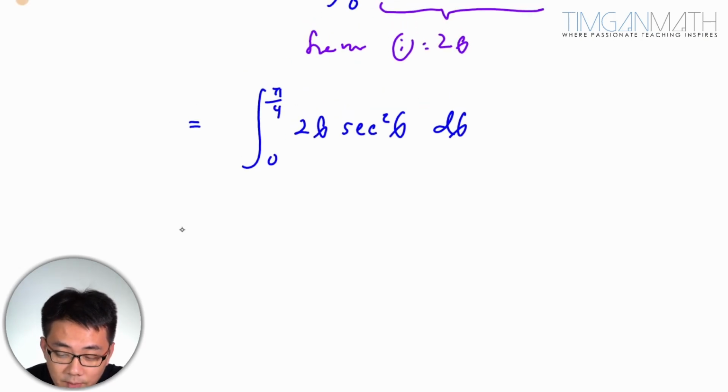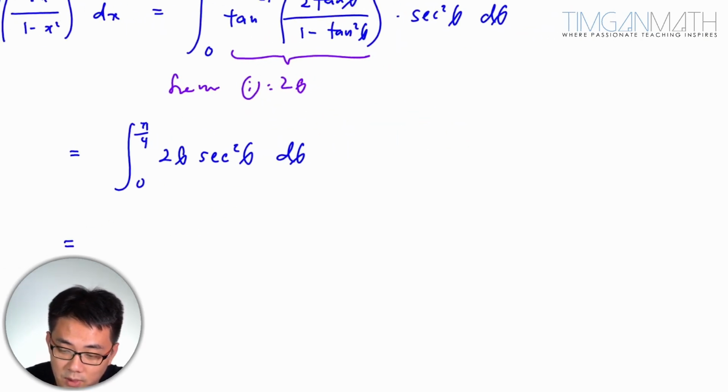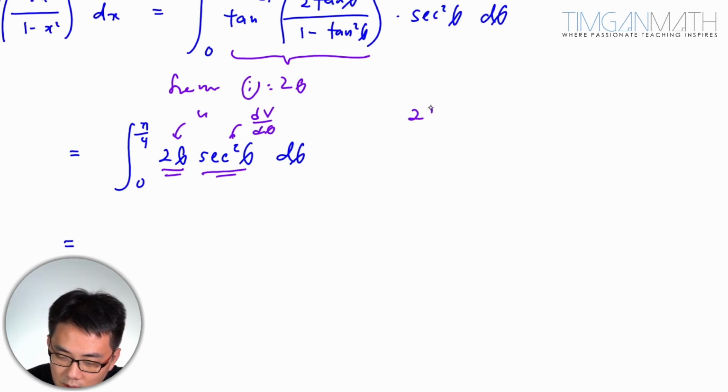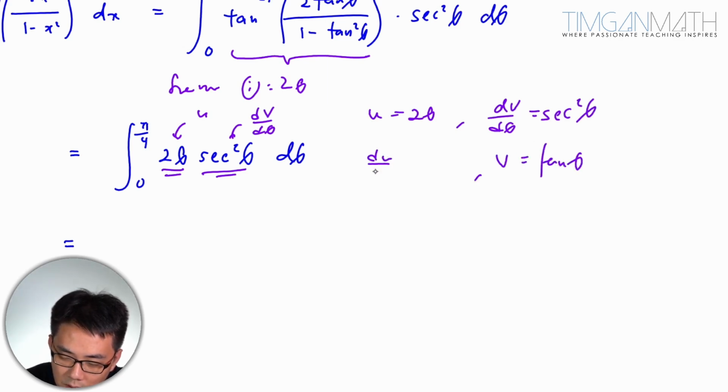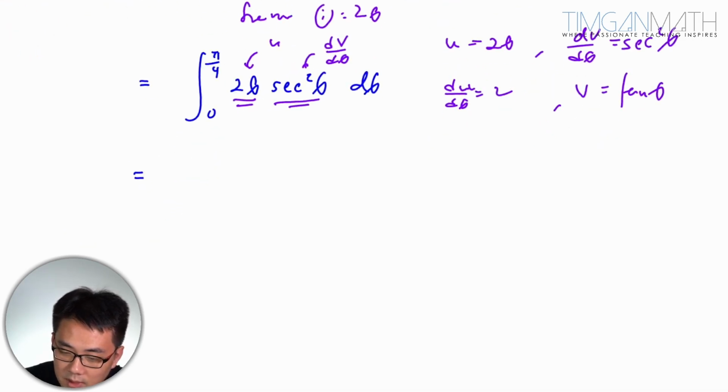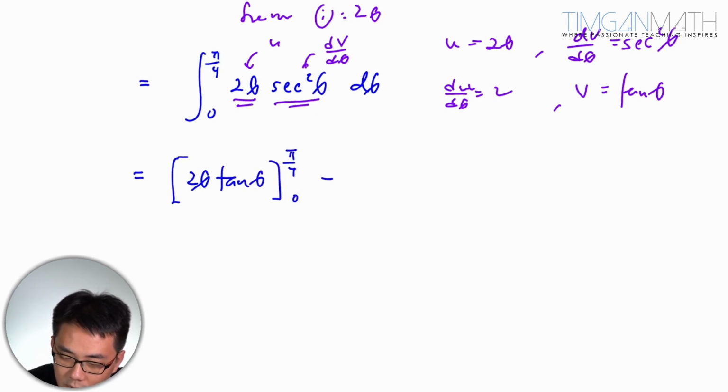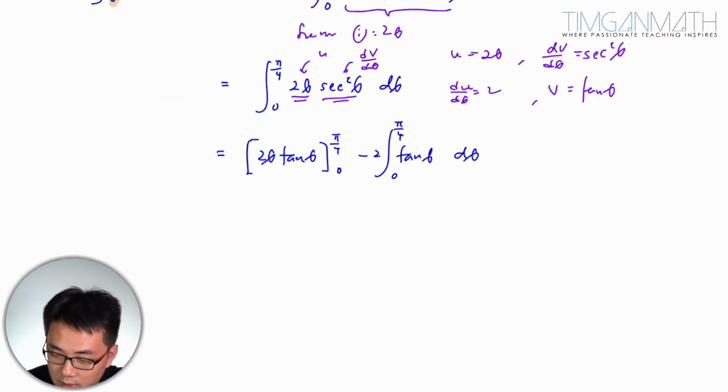So obviously this requires integration by parts, right? So you can let this be u, and this be dv/dθ, because this can be integrated. So u is 2θ, then dv/dθ will be sec² θ, then v will be tan θ, and du/dθ will just be 2. Okay, so in this case, once done, we get uv, so this is 2θ tan θ, evaluated from 0 to π over 4, minus the integral of 2 tan θ dθ, from 0 to π over 4. Okay, it's pretty okay.